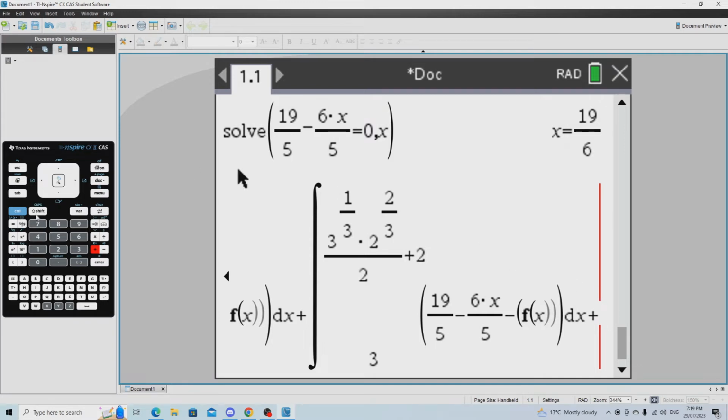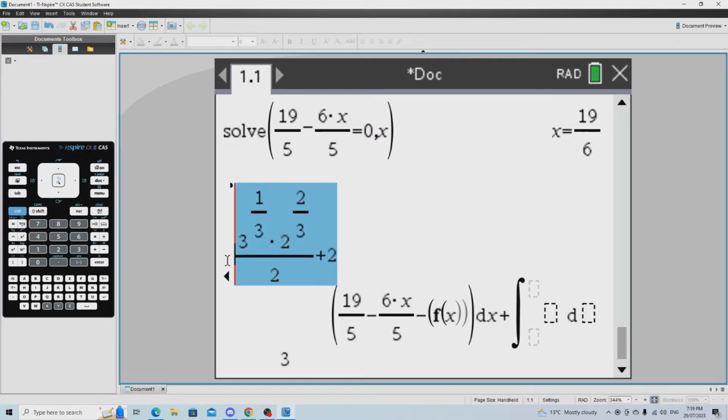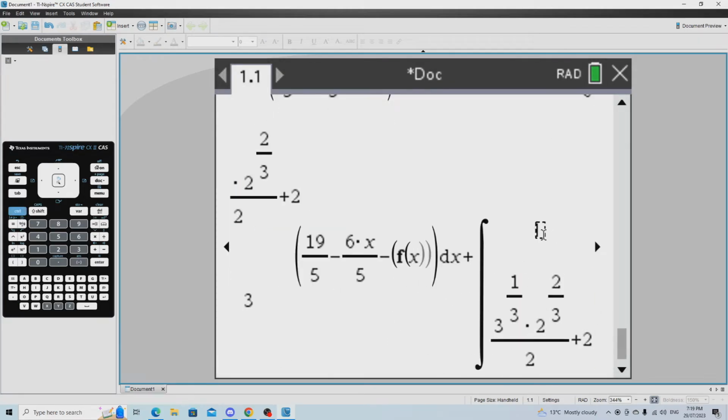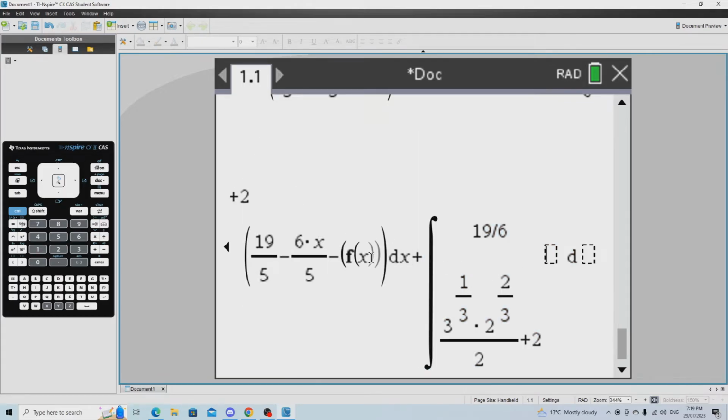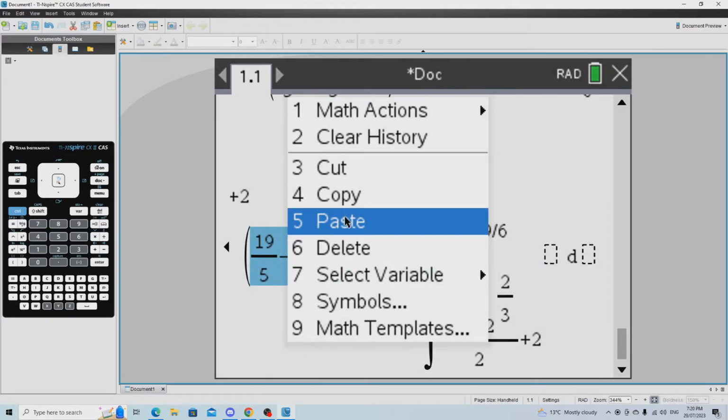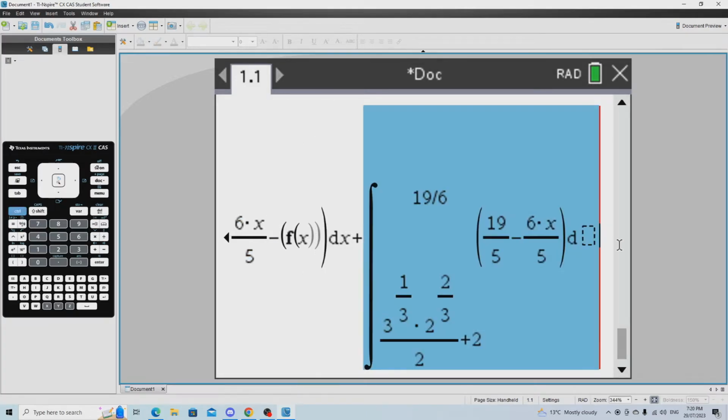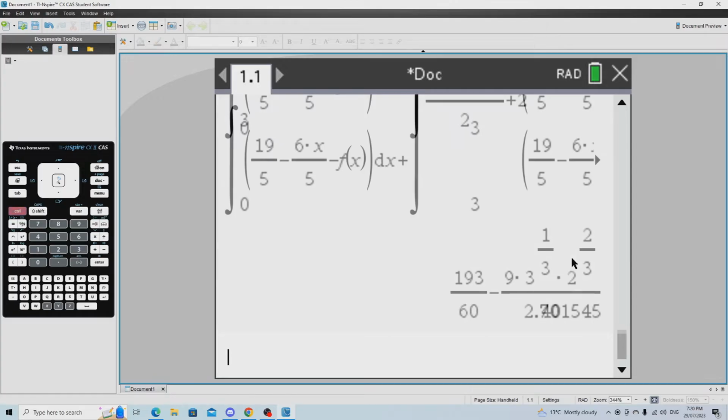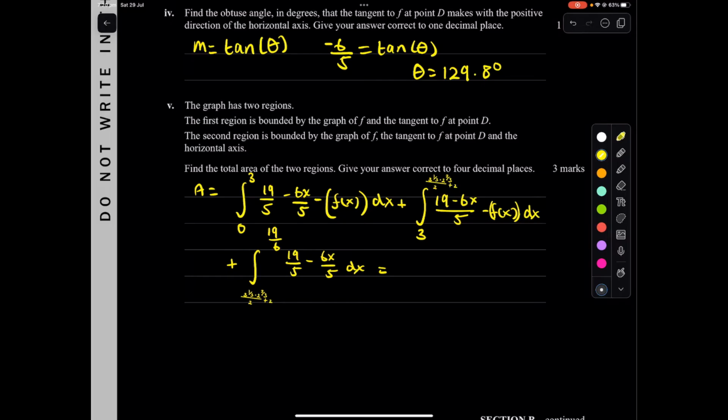Plus the integral of this upper function here, I copied the whole thing, to 19 over 6. So 19 over 6 of the function, this function over here. So copy that, put it over here, comma x, equals 2.70. To 4 decimal places, that will be 2.7015 units squared. Wow, that was a very long question. Okay, 3 marks.